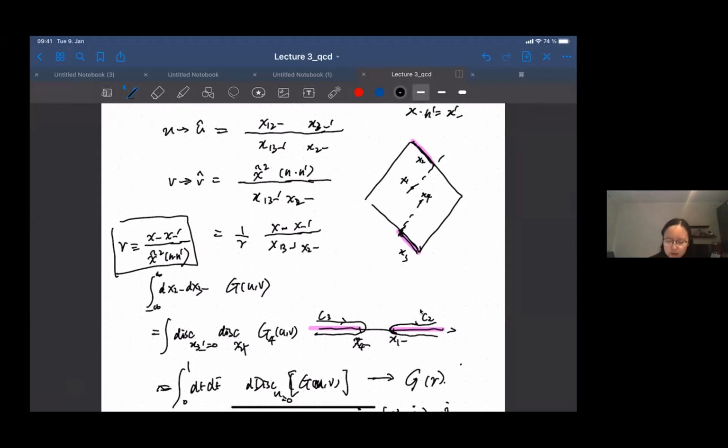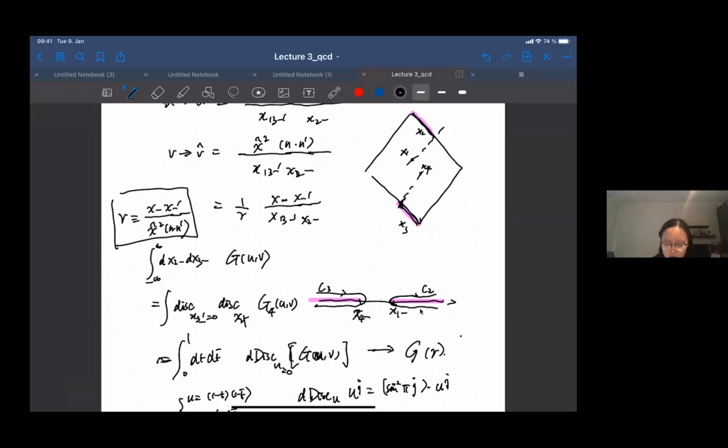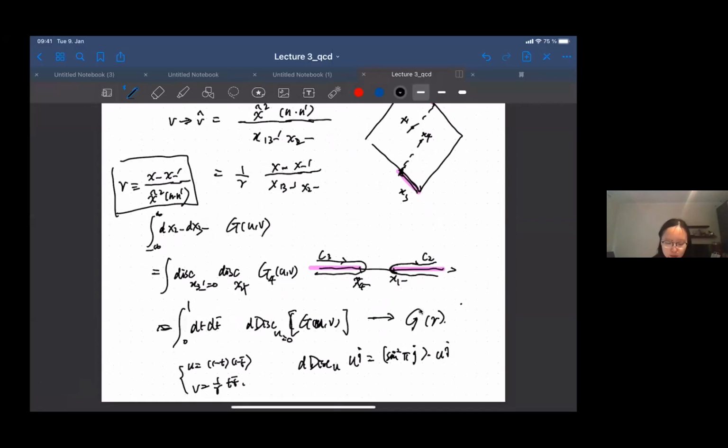Originally our integration contour goes from x equals minus infinity to infinity, so we integrate along the real axis. But we can deform the integration contour such that it wraps around the two branch cuts in this way. And this twofold contour integral, x2 minus and x3 minus, can be converted into a discontinuity along this one branch cut.